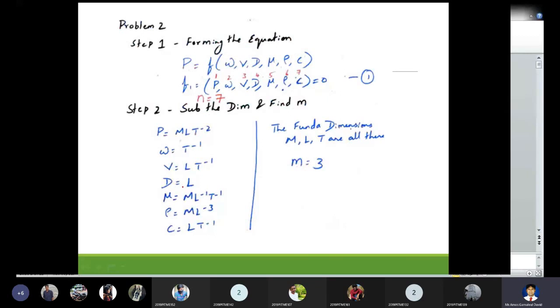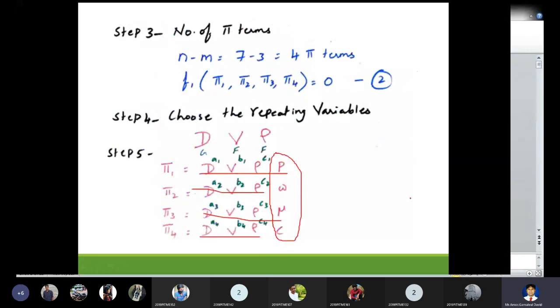Okay, strike off what all you have given as repeating variables. D I have given, V I have given, then rho I have given. All these deserved the status of repeating variables, so I have given those status. Now what is left out? P is left out. Take P and put it in the first pi term. Clear? First one is over.